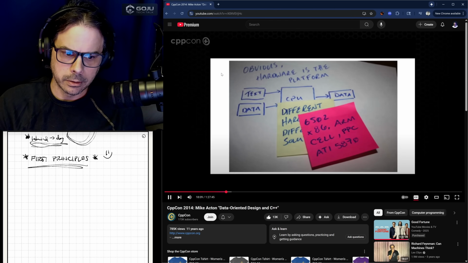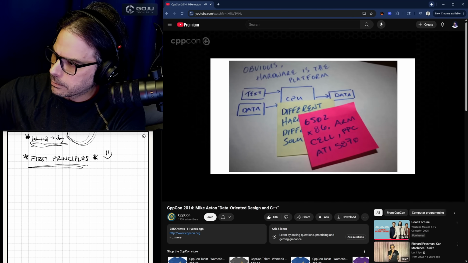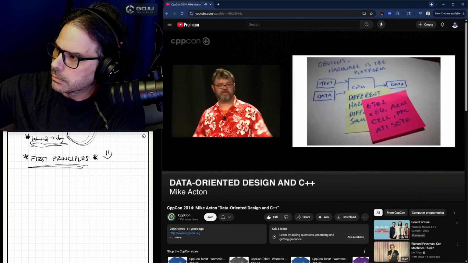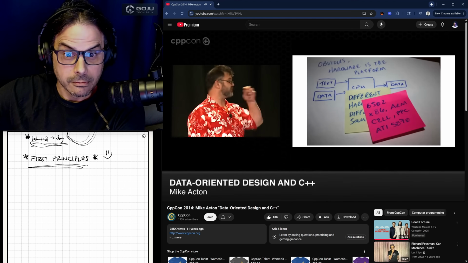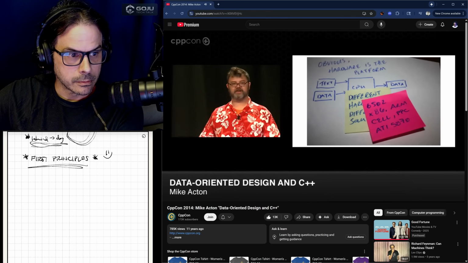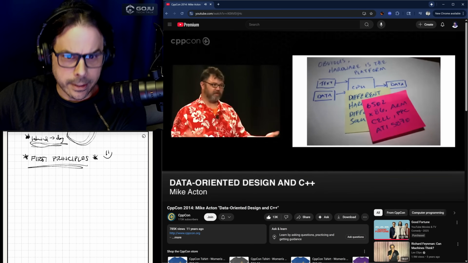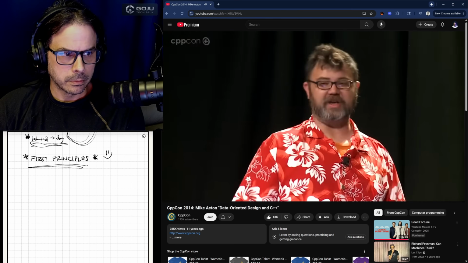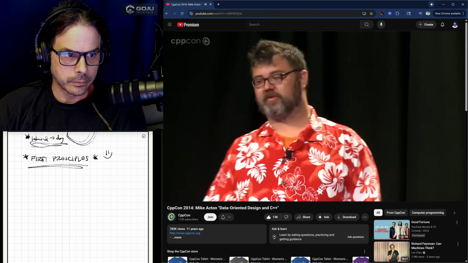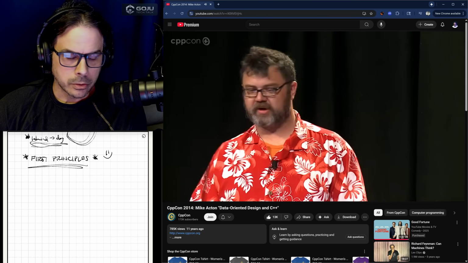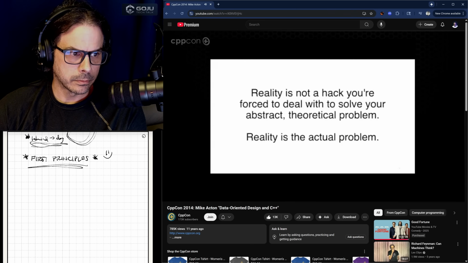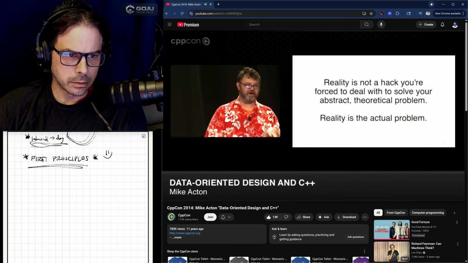Hallelujah, brother. The ATI 5870 versus some ARM versus a server farm full of x64 processors: these solutions in each case are going to be entirely different, because they're different platforms. They have different physical constraints. You cannot make a solution independent of the actual platform, or finite set of platforms, that you're working for. Reality is not something you're forced to deal with to solve your abstract theoretical problem. Reality is the actual problem that you're trying to solve.